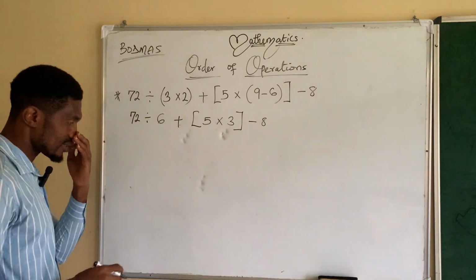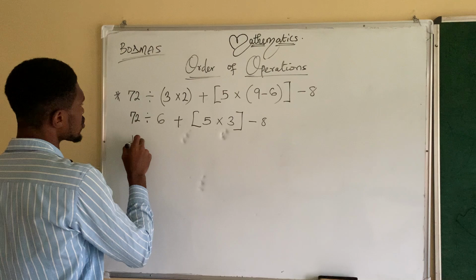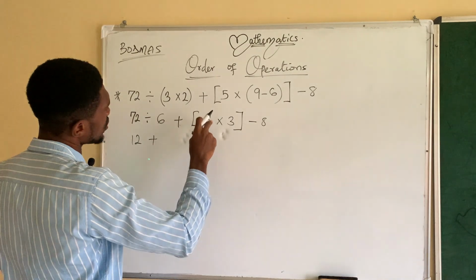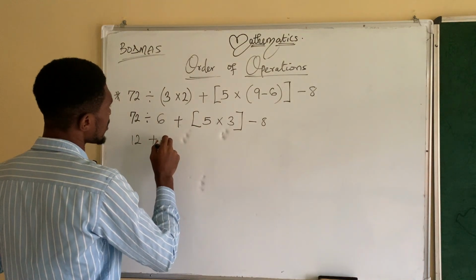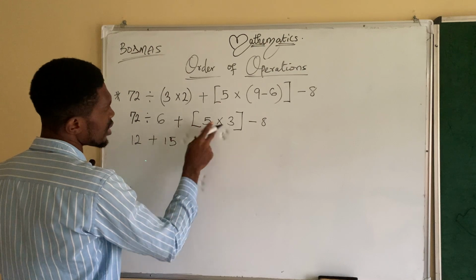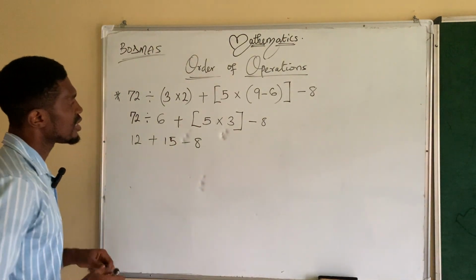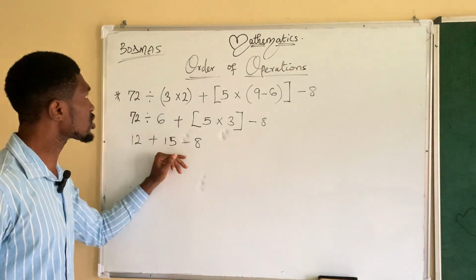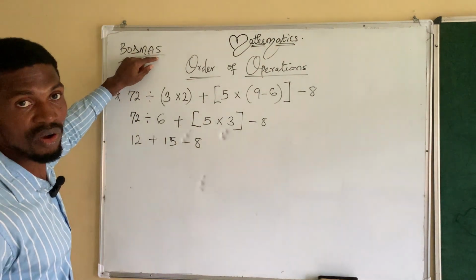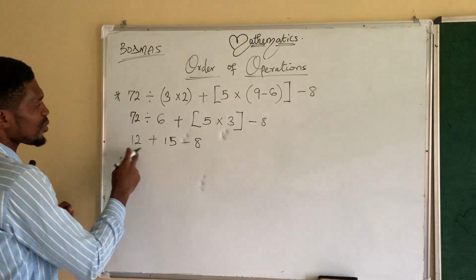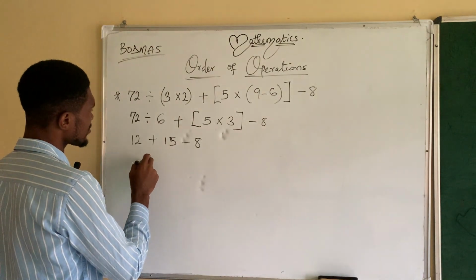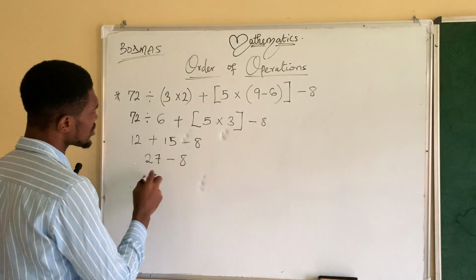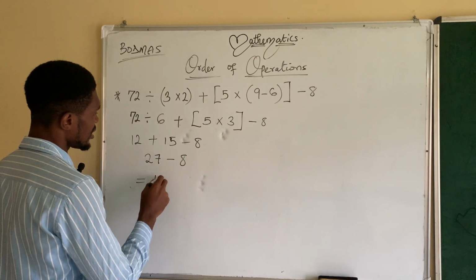72 divided by 6, I'll have 12, plus, then we do 5 times 3 is what? 15. So I've cleared the brackets, minus 8. Now, when there is addition and subtraction, the rule says that addition will come before subtraction. So we have 12 plus 15 will give us what? 27 minus 8. So 27 minus 8 will give us what? 19. This is the answer.